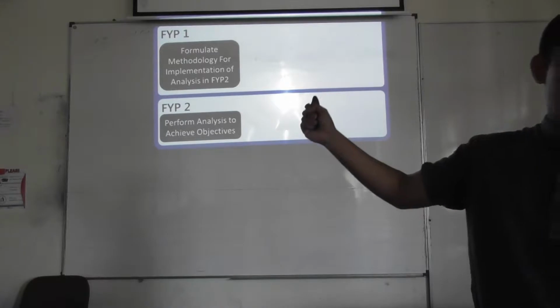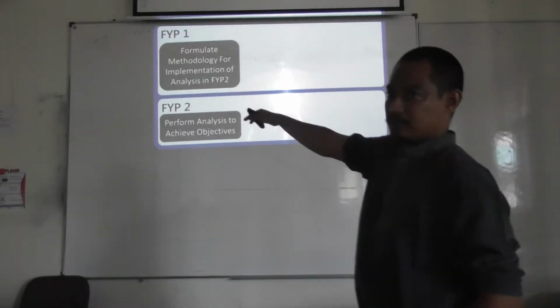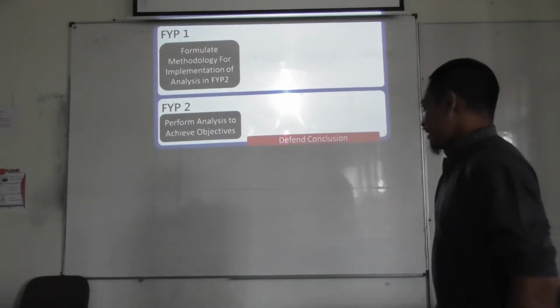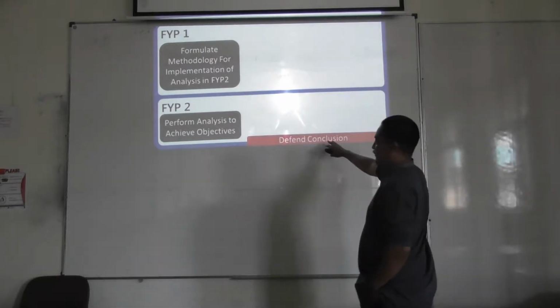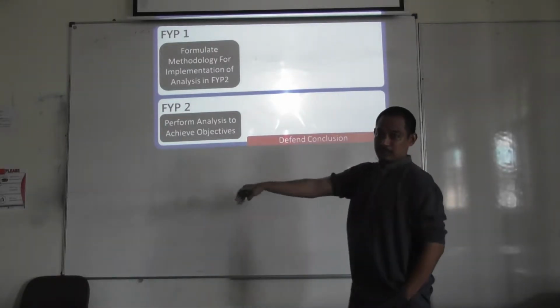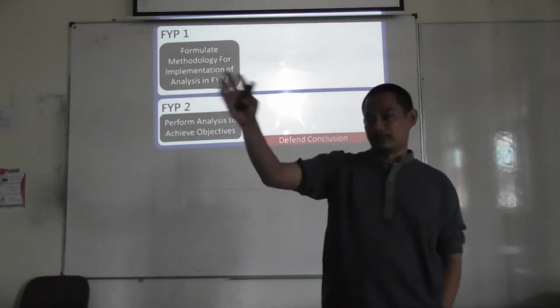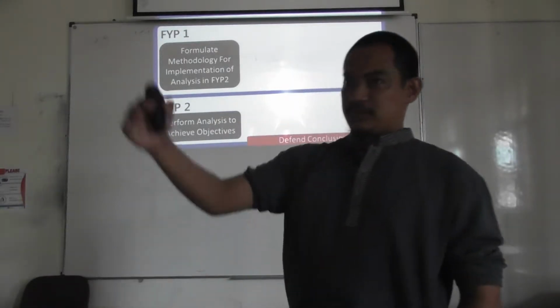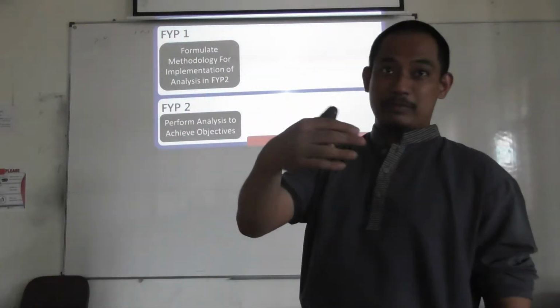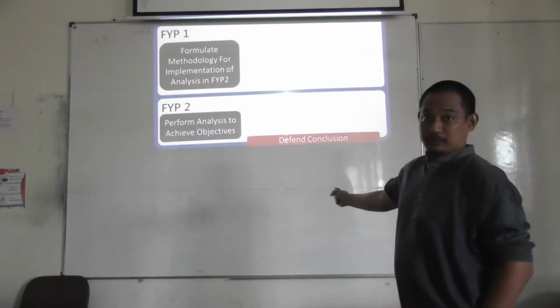From here, any question? Do you understand that? So, at the end of FYP 2, you have to define your conclusion already. Meaning that you have the result, you have the analysis, you plot something, and you say, my conclusion is this is better than that, for example, right? You have to be able to. That is the best case scenario.